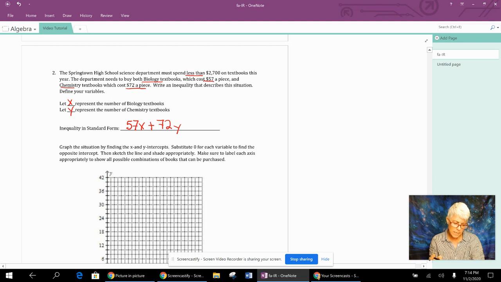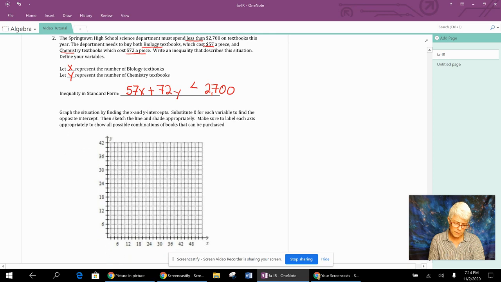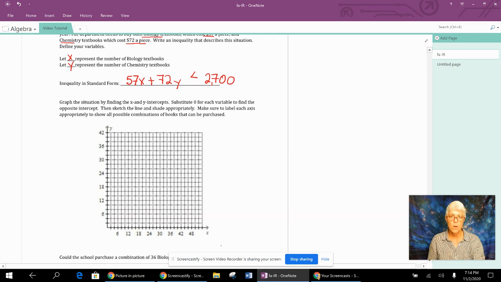And I must spend less than 2,700. It doesn't sound like I can spend exactly 2,700. Okay, well, how does that change this equation? Well, I know that I'm going to use a dashed or dotted line instead of a solid line. So that's one thing that it does.